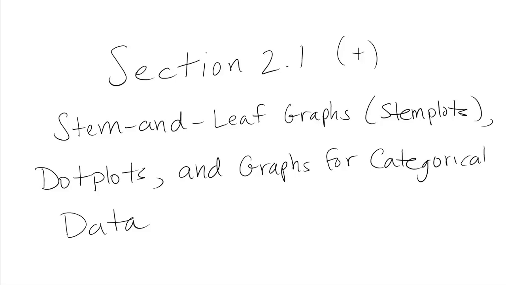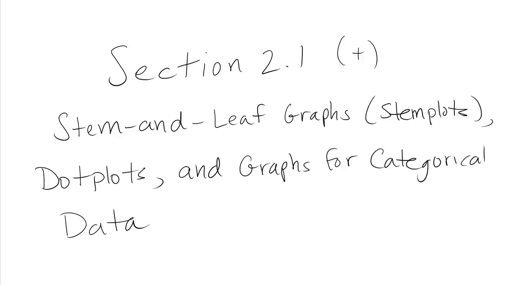This is a video lecture over section 2.1 plus a couple of extra topics. In this video, we'll be talking about stem and leaf graphs, or what we sometimes call stem plots. We'll be talking about dot plots, and we're just going to have a quick word about the graphs for categorical data that you're already familiar with. We're not going to spend a whole lot of time on those because those are prerequisite material. Our main focus will be on stem and leaf graphs and dot plots.